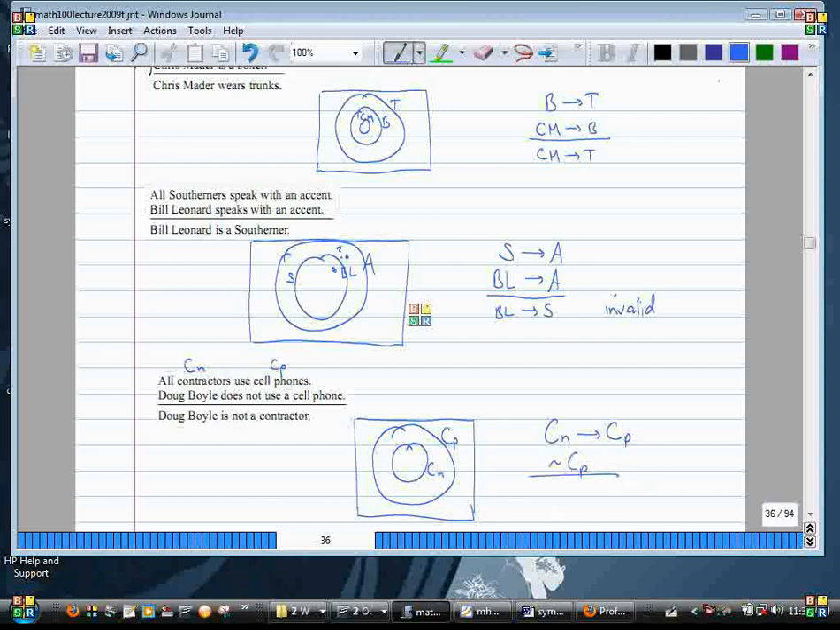Right. So let's just pretend that the entire problem is about Doug Boyle. We don't need to symbolize Doug Boyle at all. So, if you're a contractor, then you use a cell phone. If a person is a contractor, then a person uses a cell phone. This person does not use a cell phone. So what can we conclude? Right. So the conclusion is that the person is not a contractor.